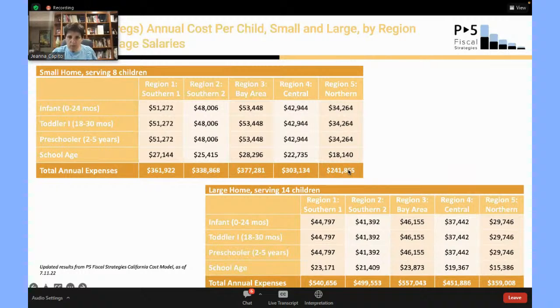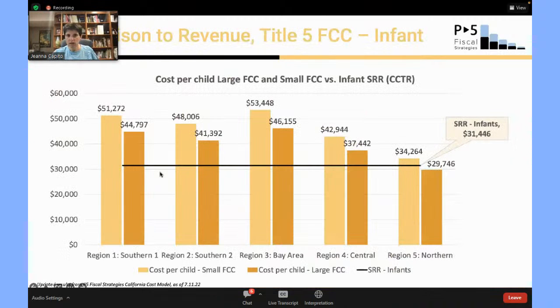Just from memory of the slide we were just looking at, in the northern region, for instance, small home, the total expenses was closer to 233, and here it's coming in at 241. So there are expenses that are greater related to being in a FETCHN program. So let's take a look at the revenue related to these things.